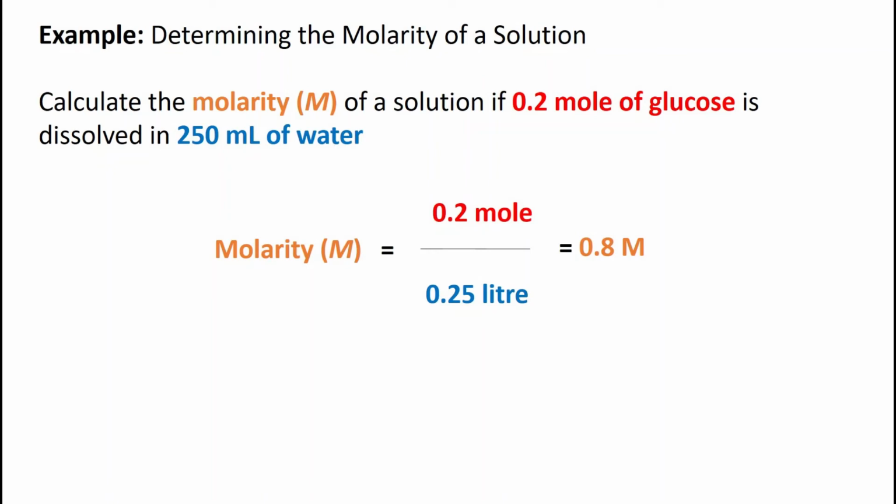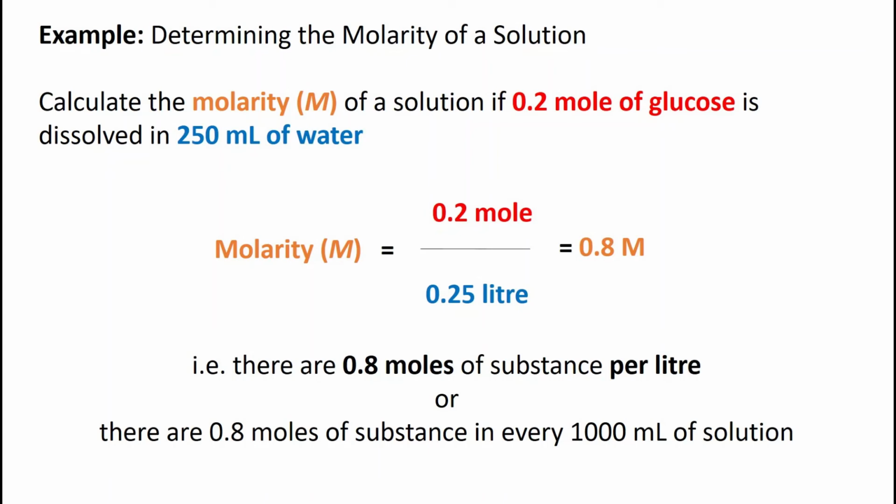Remember, the capital M is the symbol for molarity, and this means the number of moles in 1 litre, or the number of moles in every 1,000 millilitres. Here, this means that the concentration of our solution is 0.8 moles per litre, i.e. we have 0.8 moles in every 1 litre or every 1,000 millilitres of solution.